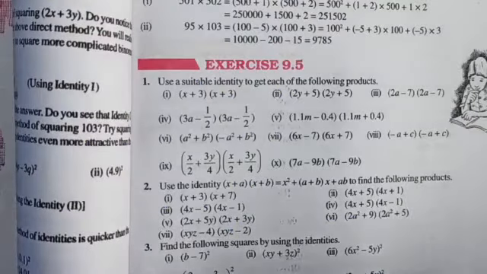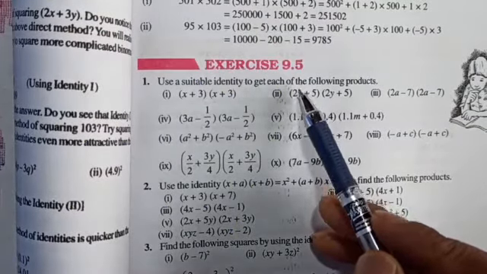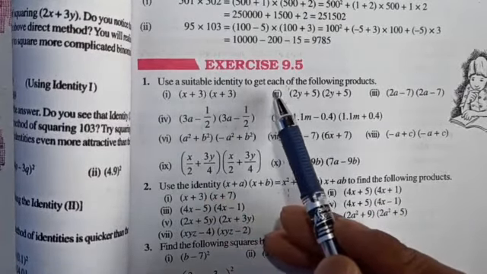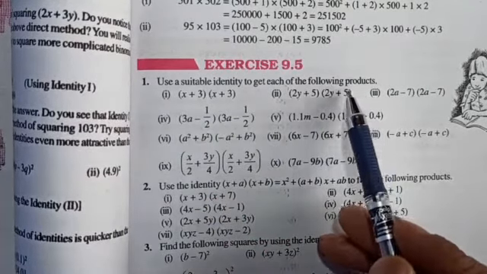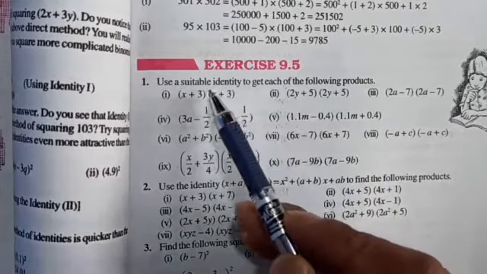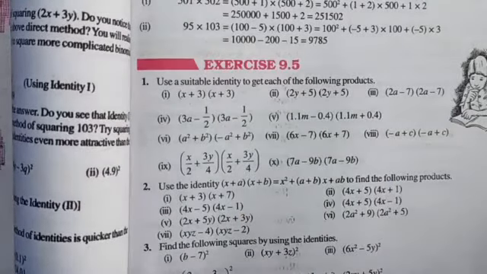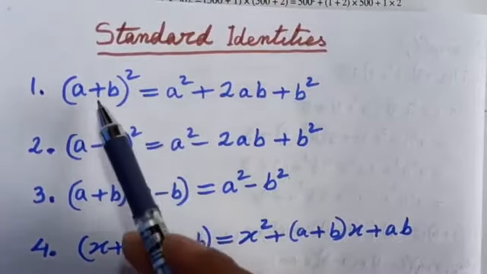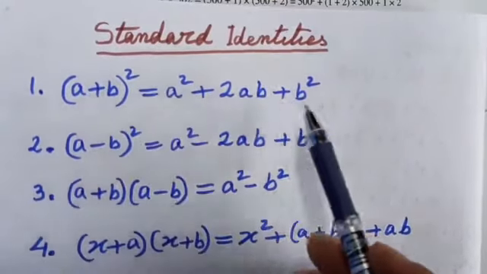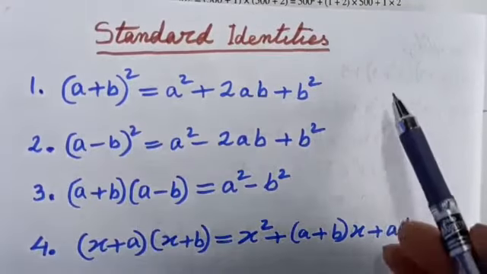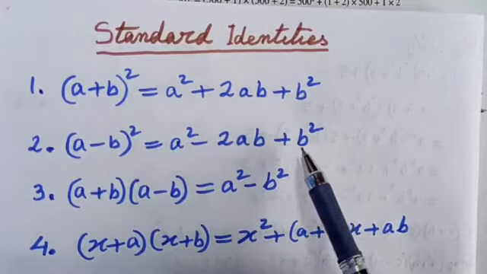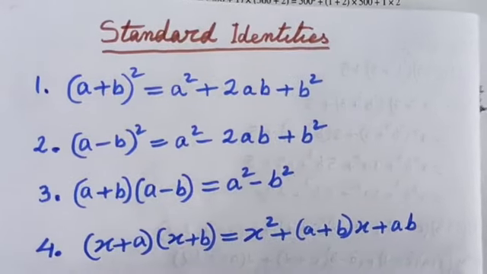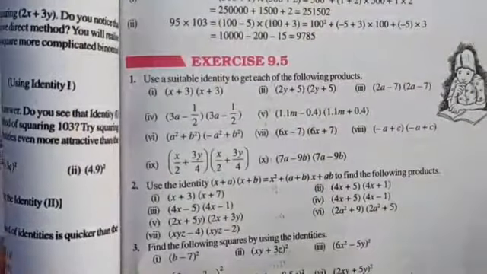Exercise 9.5. Question number 1. Use a suitable identity to get each of the following product. Let's try Roman number 2. Here suitable identity means just now we have learned this. These are called standard identities. From these identities we are going to use one suitable identity in that question, and we have to apply to solve the question. Okay, now let's try this Roman number 2.